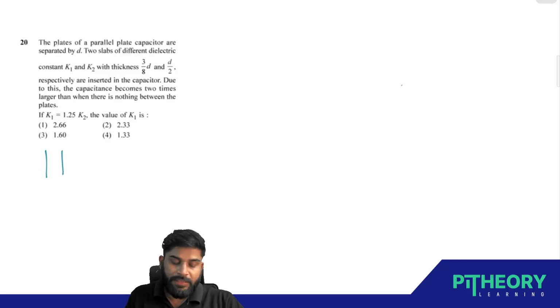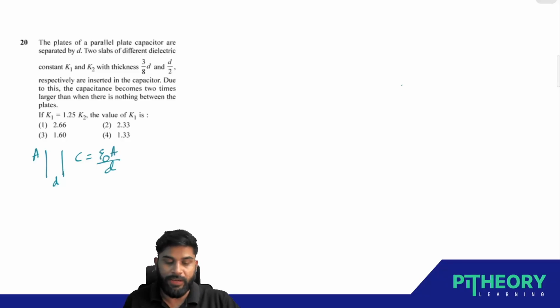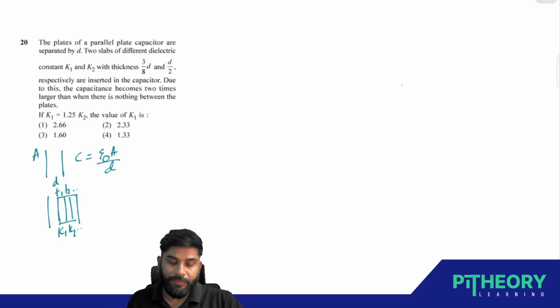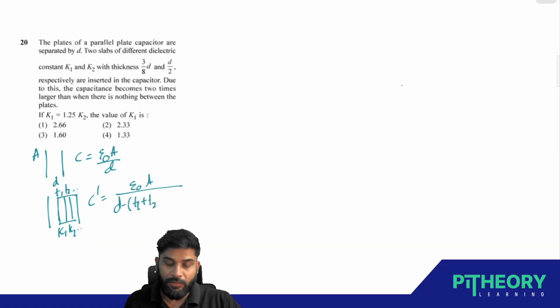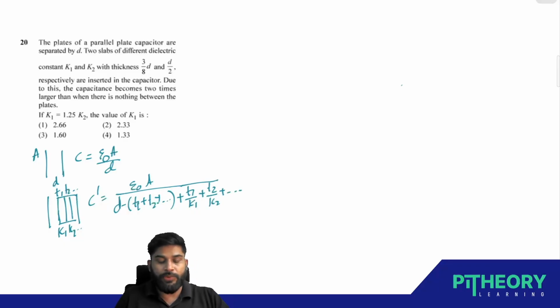We know this very clearly. If you have a parallel plate capacitor with separation between the plates D and area of the plate A, the capacitance is epsilon 0 A by D when there is vacuum between the plates. But if you are filling with multiple dielectrics, for a general case of thicknesses T1, T2, etc., Tn, with dielectric constants K1, K2, etc., this becomes epsilon 0 A divided by D minus (T1 plus T2 plus etc.) plus (T1 by K1 plus T2 by K2 plus etc.). This is the relation that we are going to use.